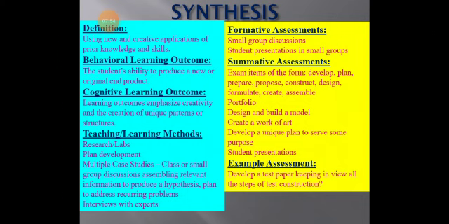Now, what is the behavioral outcome? Behavioral outcome here is the student's ability to produce a new or original end product. Now here the student is able to give something new from the previous old version of whatever he learned. Maybe he's being asked to read a story and give the overall summary of the story in his or her own words. So here we can say that the student is applying his own knowledge, his own understanding, and he is producing a new thing.